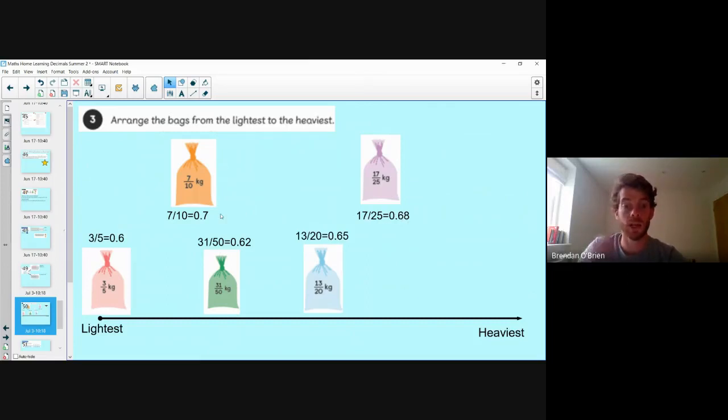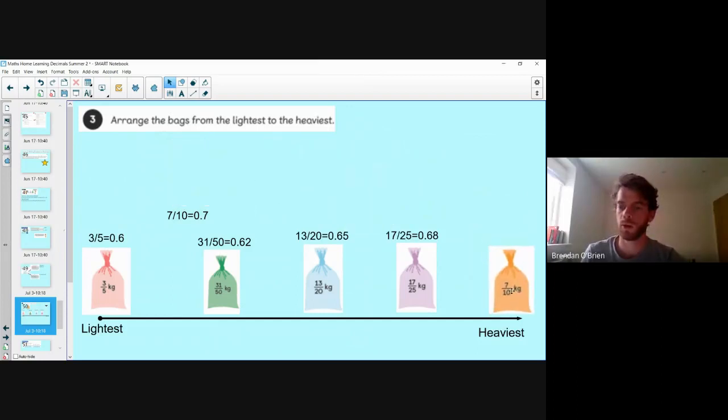0.68. Well, I know that is lighter than 0.7 because there's 6/10 here and there are 7/10 here. So I put this bag here, and then my heaviest bag is the orange one with 7/10 of a kilogram, which is 0.7 kilograms. So here I've arranged them into order. I've converted my fractions by changing them to tenths or 1/100ths, and I've used that to find the decimal.